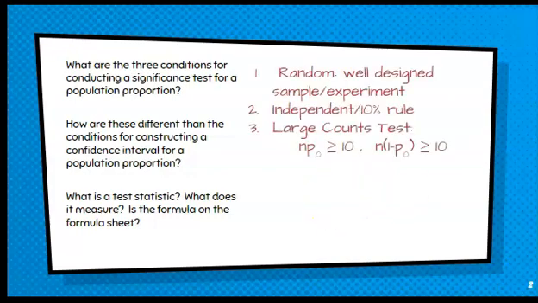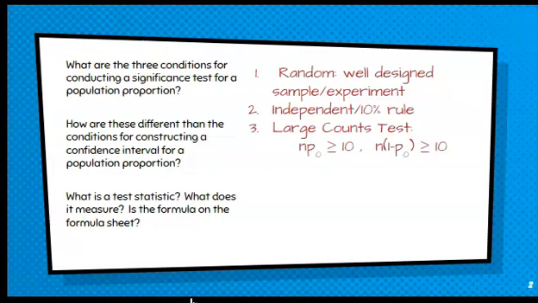The first condition to do a test is: is the sample random? Did it come from a well-designed sampling or a randomly assigned experiment? You're looking for that wording in the question. The second thing is: is the sample independent? Does it meet the 10% rule? Remember, the sample has to be less than or equal to 10% of the population. And then thirdly is the large counts test.